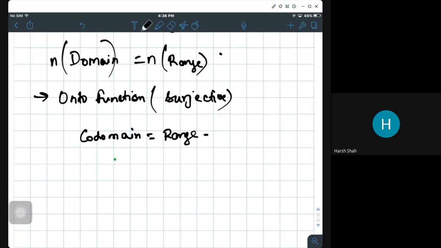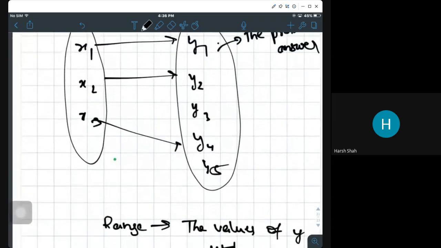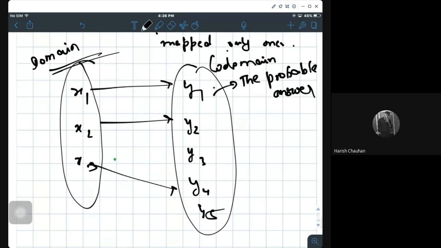Now, in one-one function, must it have its codomain? Harish, I did not get your question. Sir, I'm asking, here in the domain x1, x2, and x3 are there. So to be one-one, must every function, like x1 have y1, and if x2 also has y1, then will it be called one-one?